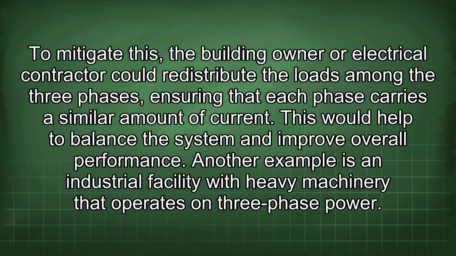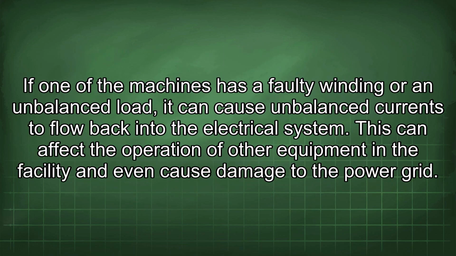Another example is an industrial facility with heavy machinery that operates on three-phase power. If one of the machines has a faulty winding or an unbalanced load, it can cause unbalanced currents to flow back into the electrical system. This can affect the operation of other equipment in the facility and even cause damage to the power grid.